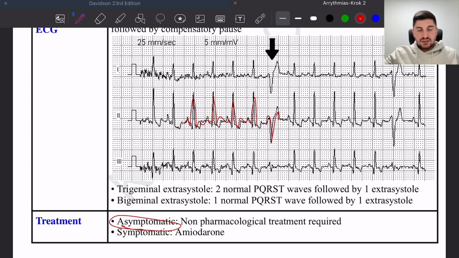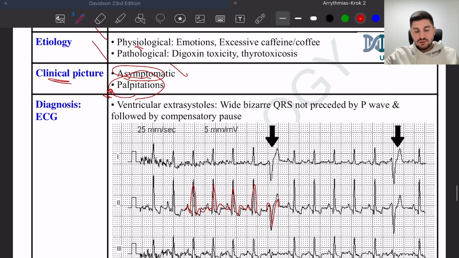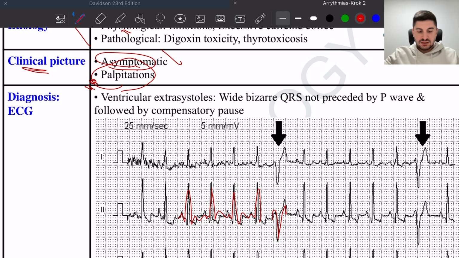If it's an asymptomatic patient, we don't give them any treatment. We will see one question about them. If it's symptomatic, we give them amiodarone. The ECG shows a wide, bizarre QRS.